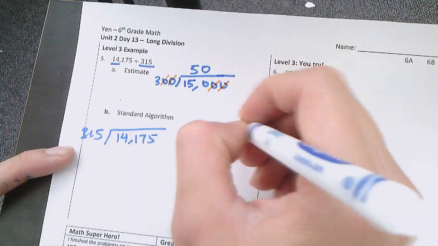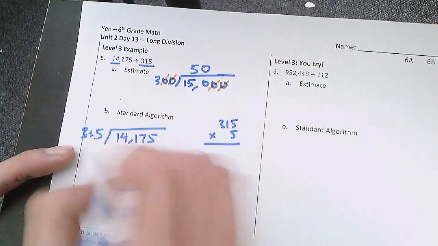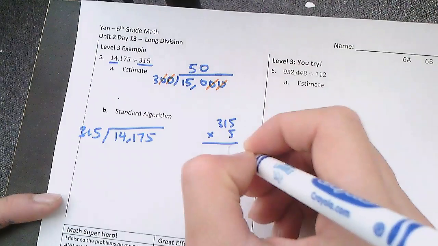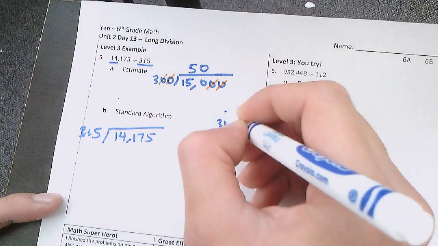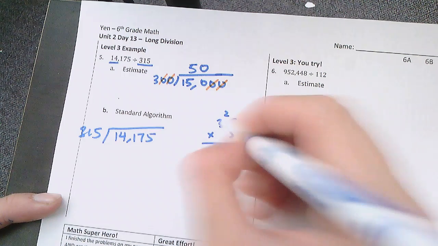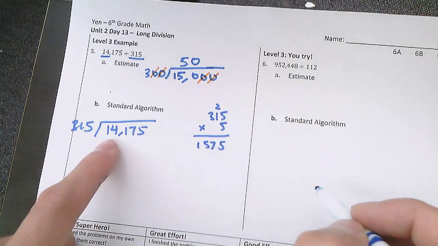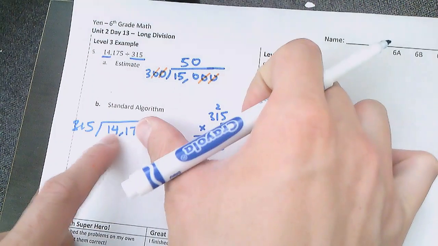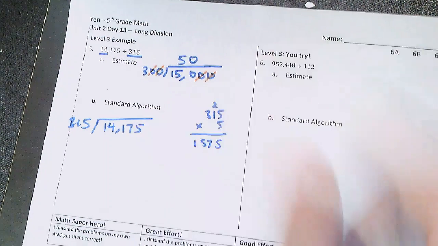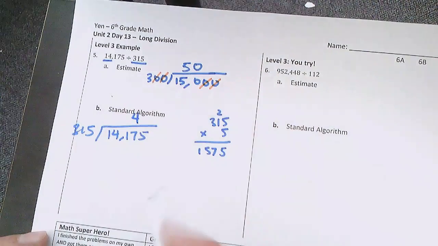Right, if we did 315 times 5, I'm just doing this on the side here to check before I write this in marker. 5 times 5 is 25, bring over the 2. 5 times 1 is 5 plus 7. 5 times 3 is 15. 1,575. Close, but a little bit too big because we want 1,417. But I know that I can probably do 4. That 4 will work. So let's do 4.